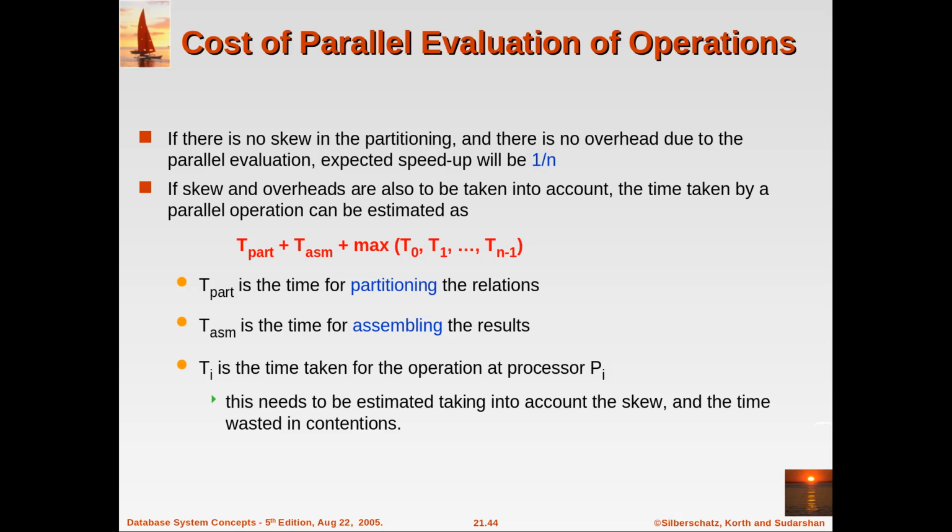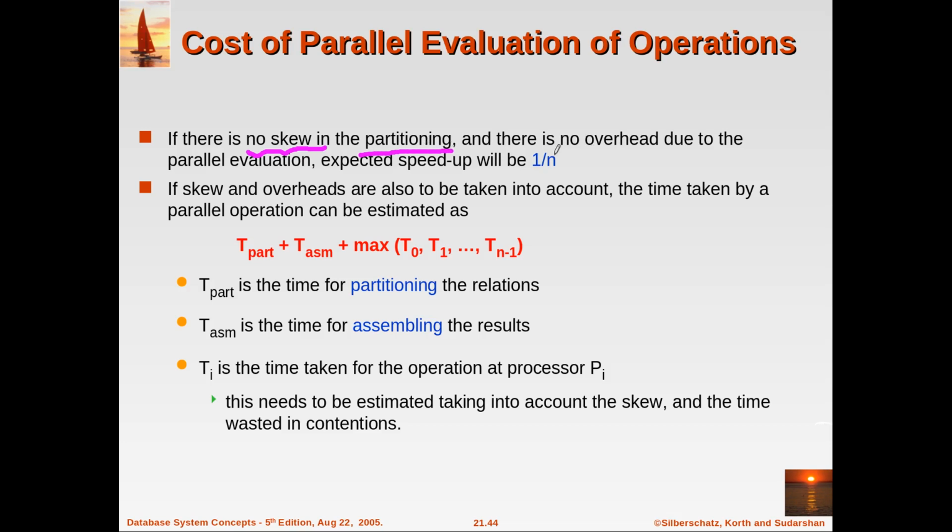Now we will look into the cost of parallel evaluation of operations when we are using this intra-operation parallelism concept. I was mentioning what skew is. Skew is the variation of partition. Some processors will have fewer tuples, and some other processors will have more tuples. Some disks will have more tuples available. So there will be differences in the completion time for any operation. Now, if there is no skew in the partitioning, it means everywhere the partition is almost equalized.